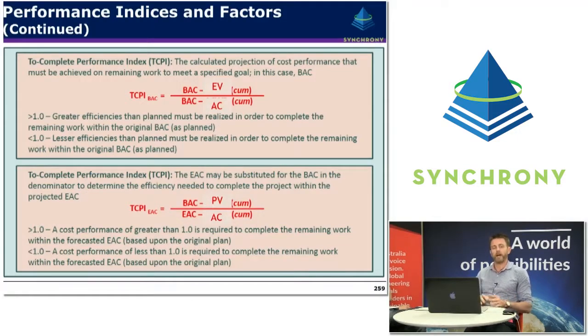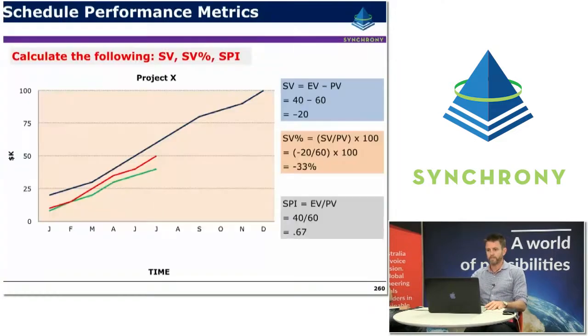And it's the exact same calculation, except this time we look at the overall remaining work, so the budget at completion less the earned value achieved to date, and we divide that by the overall EAC less the actual cost that we've achieved to date. And once again, an index that's greater than 1 indicates that a greater cost performance index is going to be required to complete the work to the EAC, whereas less than 1 tells us that we can be less efficient. We can be performing it in a less efficient manner and still reach that EAC that we're currently forecasting.